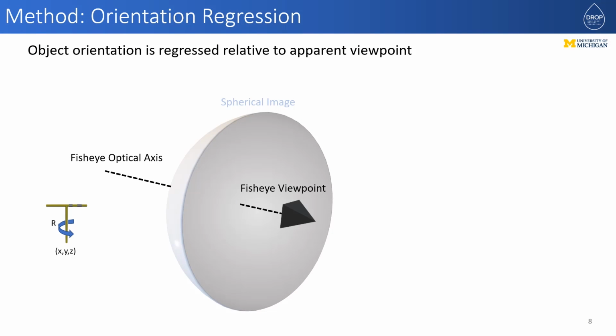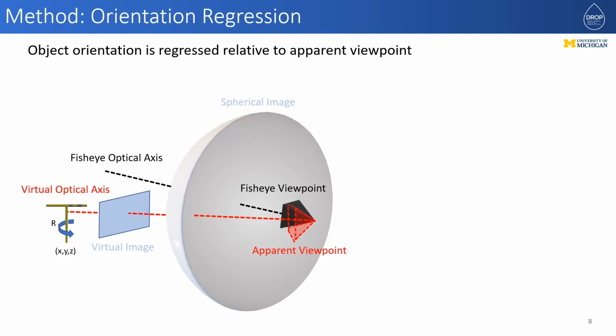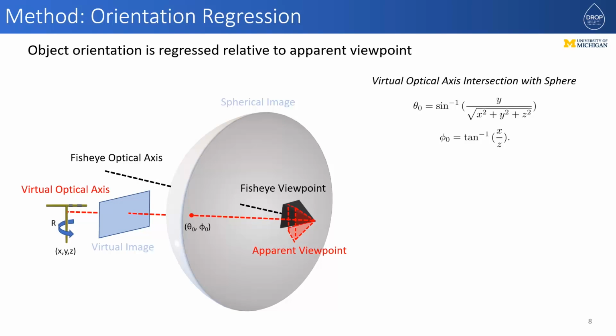Given a spherically mapped image with the sphere coordinate system coincident with the fisheye camera frame, and an object in the scene with rotation r and translation defined by x, y, and z relative to the spherical coordinate system, the apparent viewpoint is represented as a virtual perspective camera with optical axis rotated to intersect the center of the object. The intersection of the virtual optical axis with the sphere in polar coordinates is theta naught and phi naught, which can be calculated from the object translation.